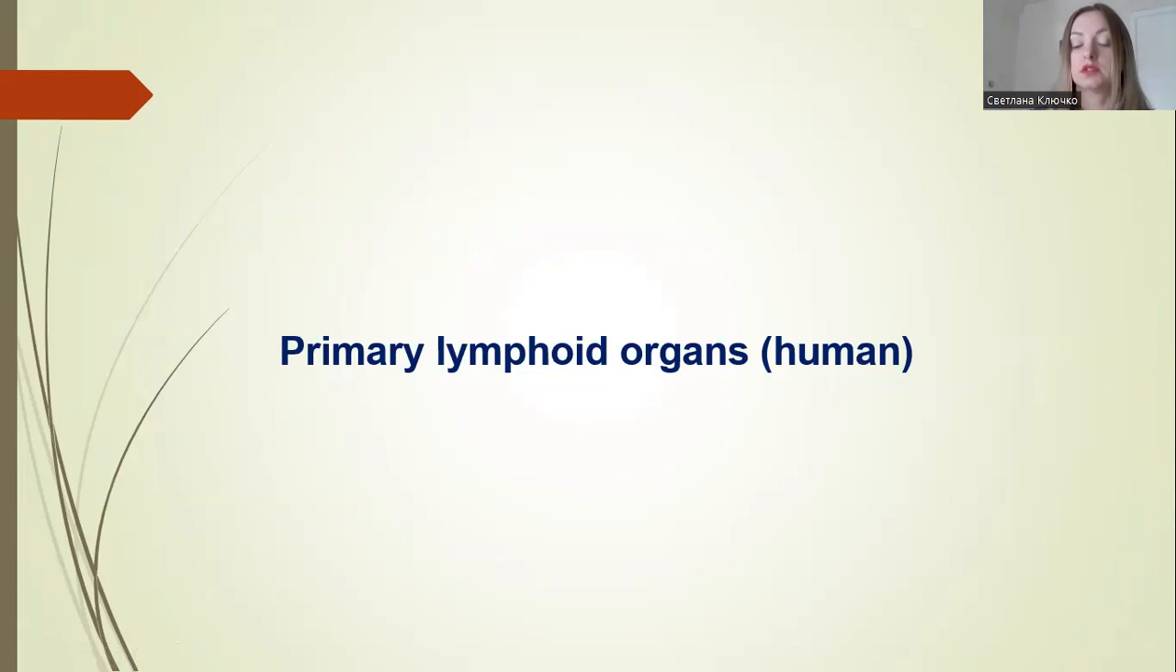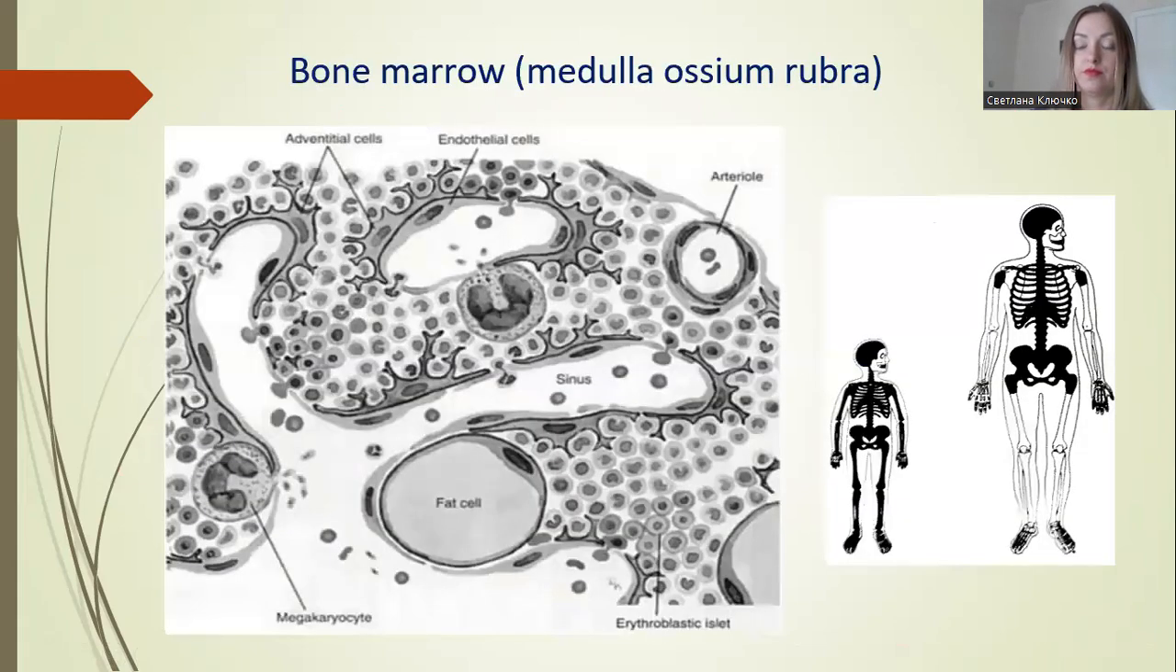Primary lymphoid organs. And we will characterize firstly bone marrow. In Latin, medulla ossium rubra. You can compare the localization of red bone marrow in childhood and adulthood. In children, red bone marrow is present in all bones, but in the adult human body, you can see it only in these bones, not legs, not arms.